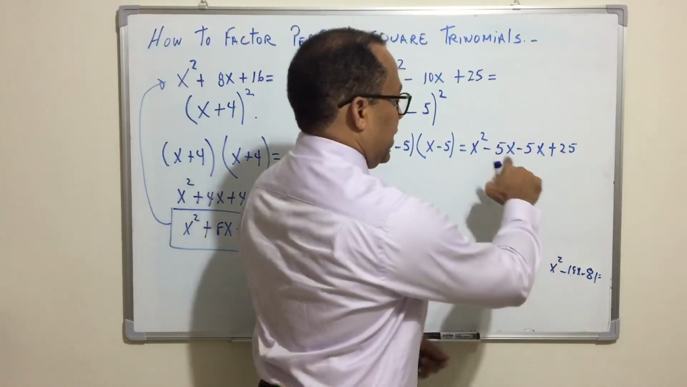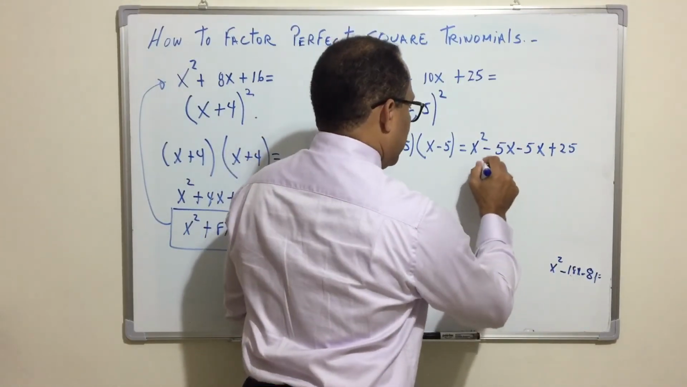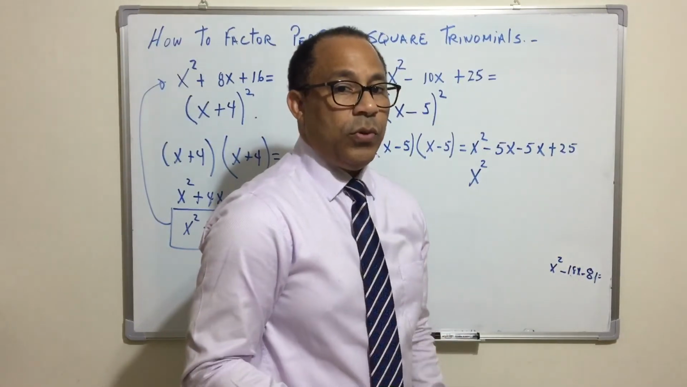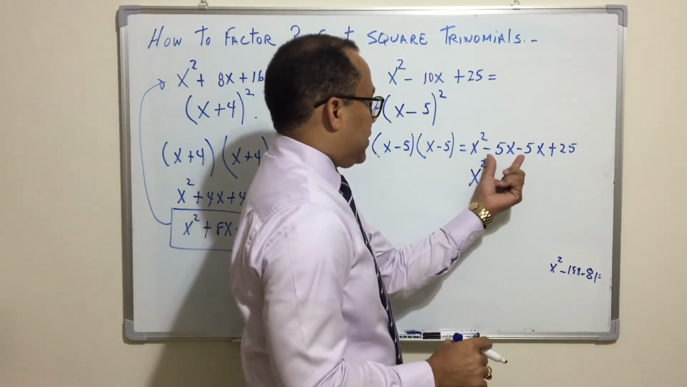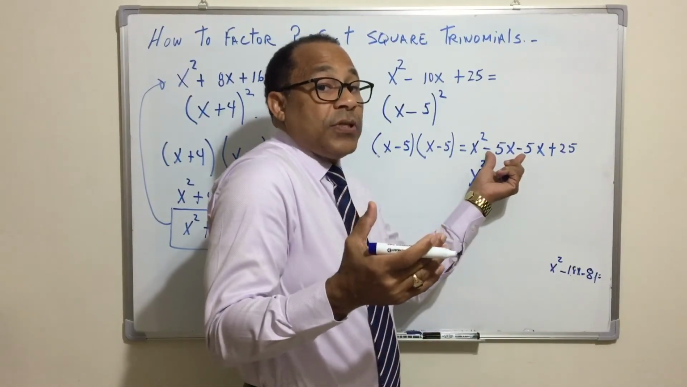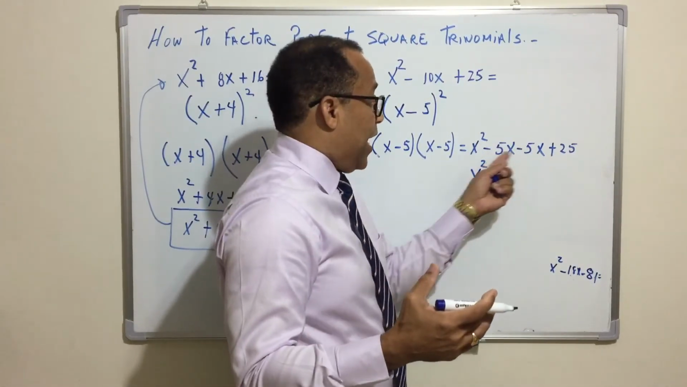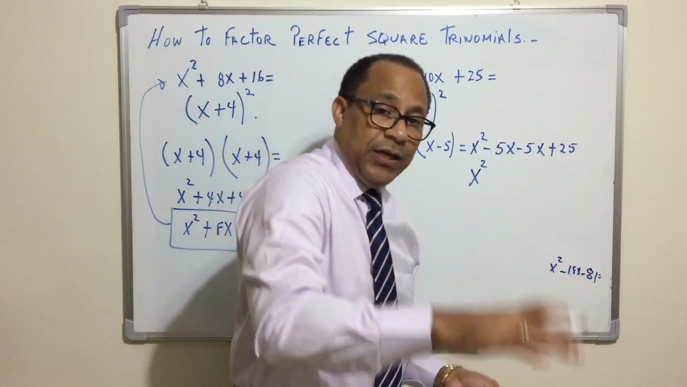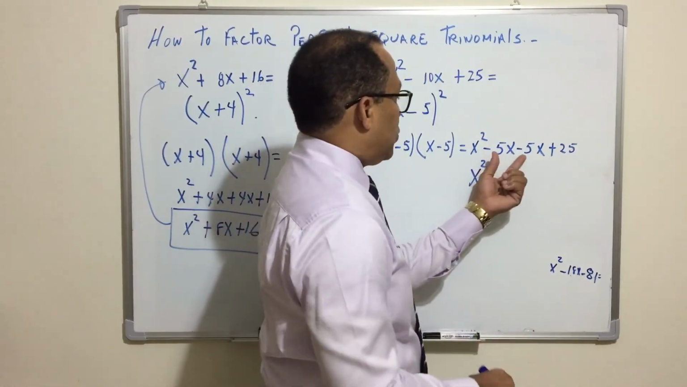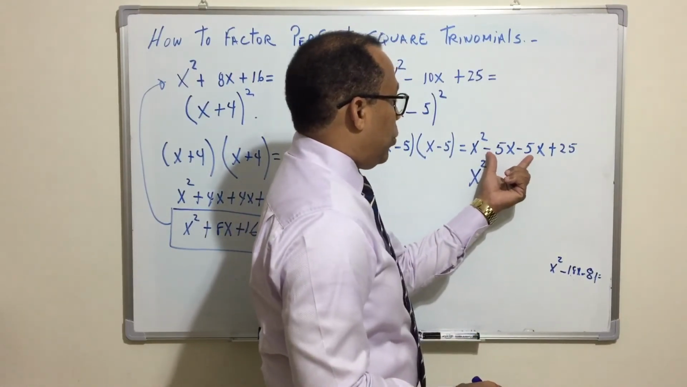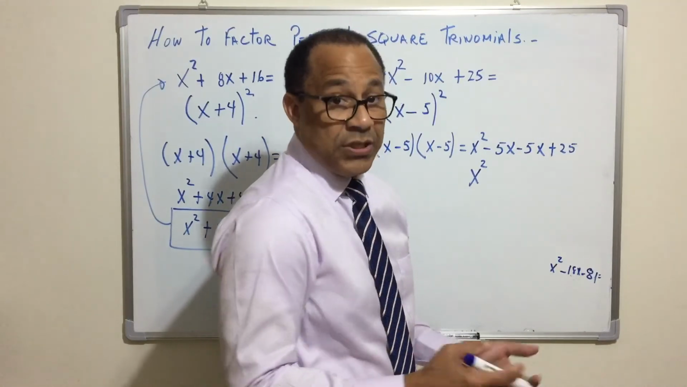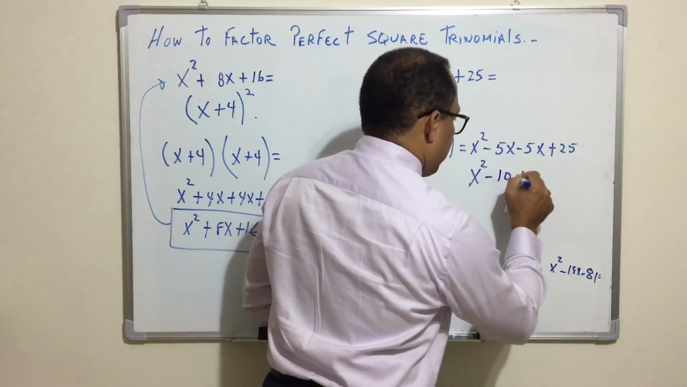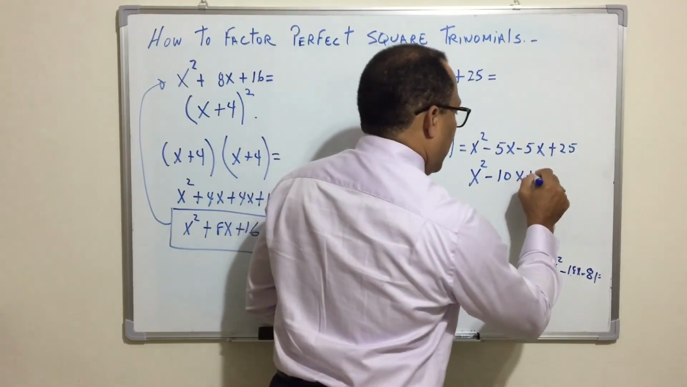Any like terms? Yes, these two. Bring down the x to the second. Negative 5x minus 5x. Remembering the rule, when two numbers have the same signs, we add the numbers and we copy the same sign. This is adding and subtracting. This is not multiplication. So I'm using the rules of signs in addition and subtraction. Two numbers have the same signs, I'm going to add the numbers and copy the same sign, which is a negative sign. So x to the second, negative 5 and 5 is 10x. And bring down the plus 25.